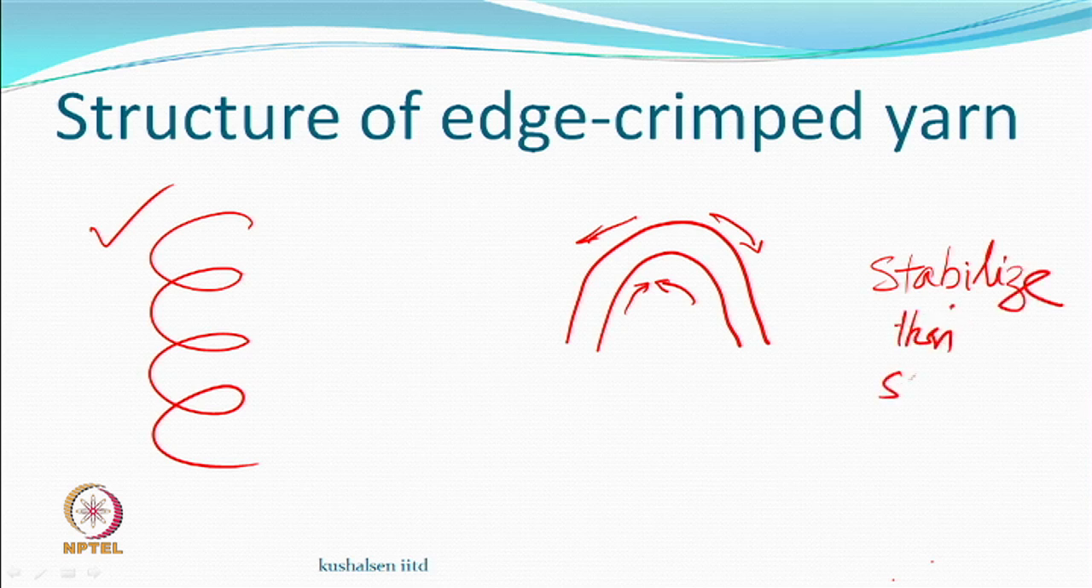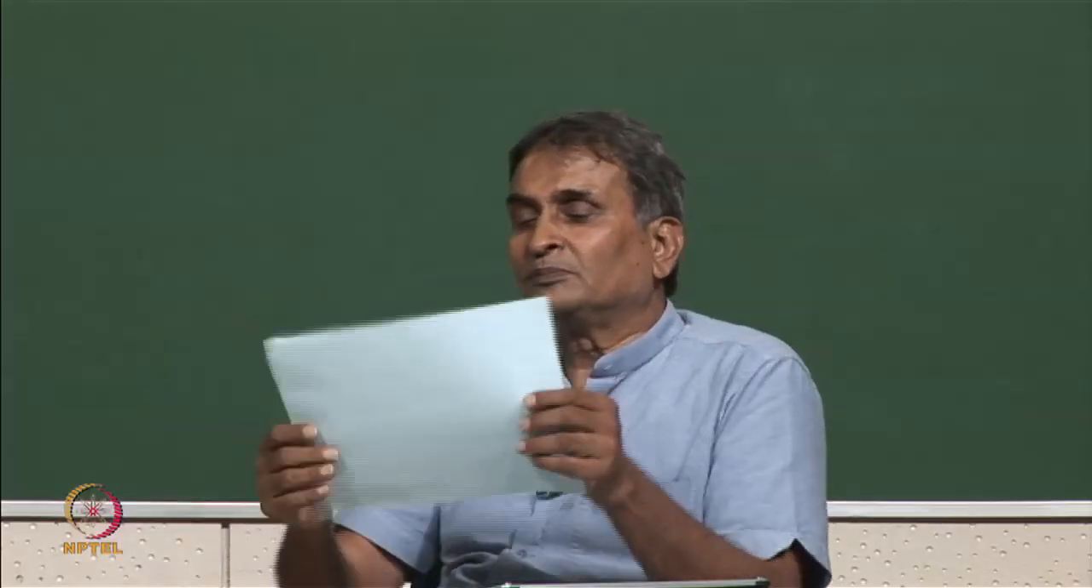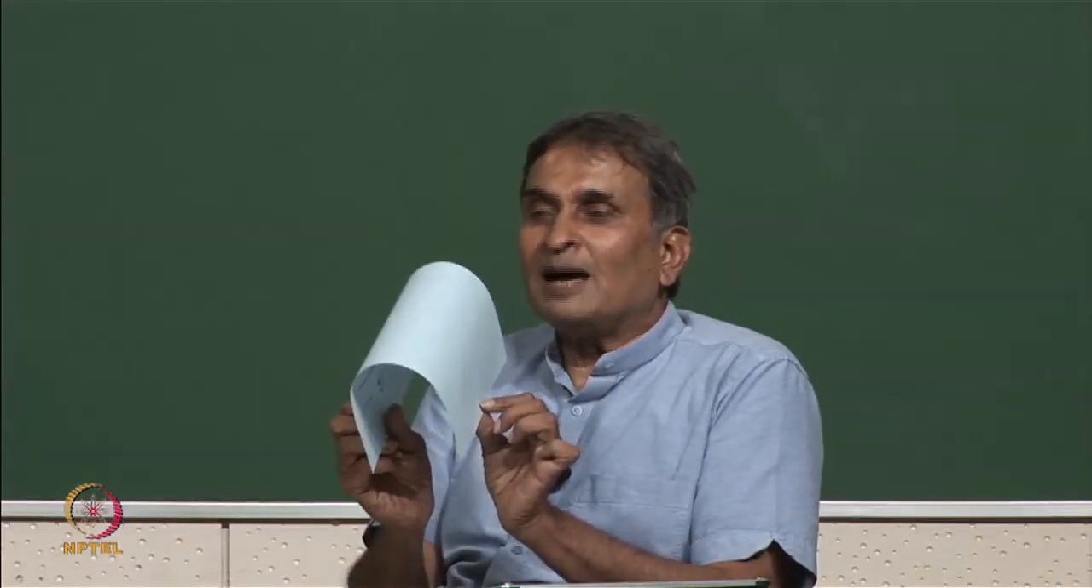What is this structure? The structure is that when you bend, part of it is compressed, outside is extended, and you keep this as it is. Then it will remain in a bent condition. Like for example, this paper, I have bent it, I am expecting that inside of this is compressed, outside is extended, true, but I leave it, it comes back.